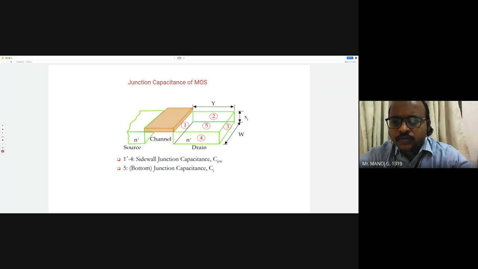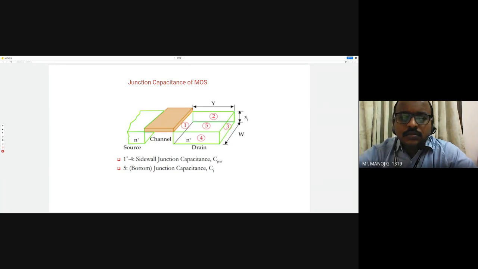I'll go with a new person. Gilbert Anto. Gilbert. Gilbert Anto, are you there? Gilbert, can you tell me what is the formula used to calculate the area of a rectangle? Gilbert Anto.